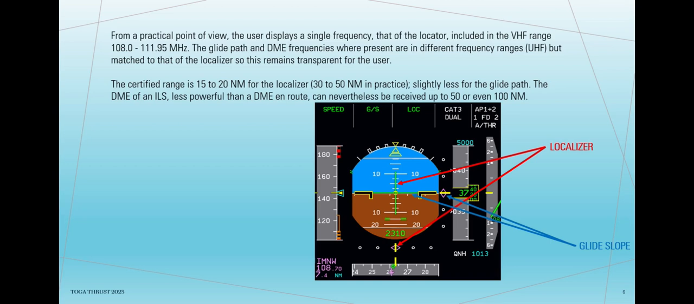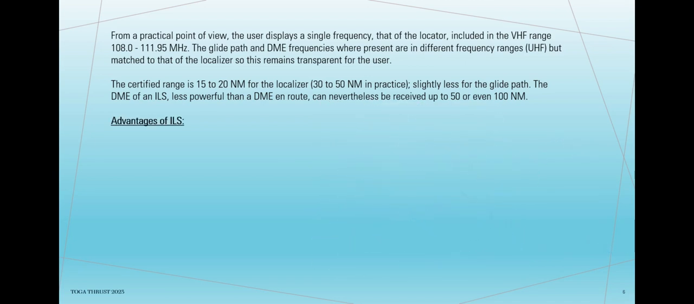The certified range is 15 to 20 nautical miles for the localizer, 30 to 50 nautical miles in practice, slightly less for the glide path. The DME of an ILS, less powerful than a DME en route, can nevertheless be received up to 50 or even 100 nautical miles. Advantages of ILS.